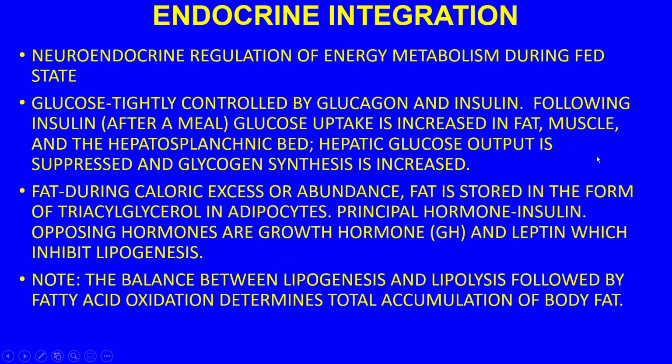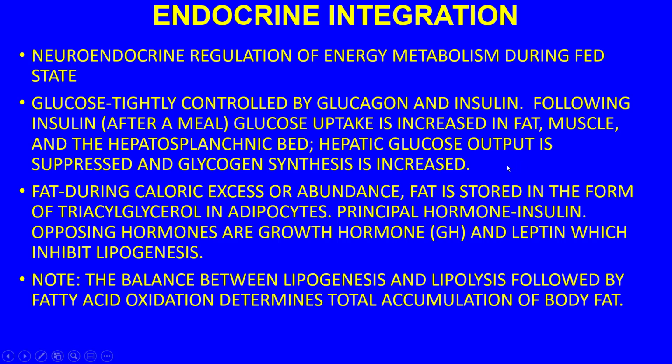Now, as we continue through this, we're going to be talking first about the fed state, and we have to come up with glucose, of course. That's tightly controlled by glucagon and insulin. Following insulin, that is after a meal, glucose uptake is increased in fat, muscle, and in the hepatosplanchnic bed. Basically, we pull all of this together. Some of it will go off into the circulatory system, into the hepatic portal system. And so as a result, the liver is not going to have an output of glucose. That's being suppressed. What is going on in the liver is formation of glycogen. And so we're going to have more glycogen synthesis to store that glucose.